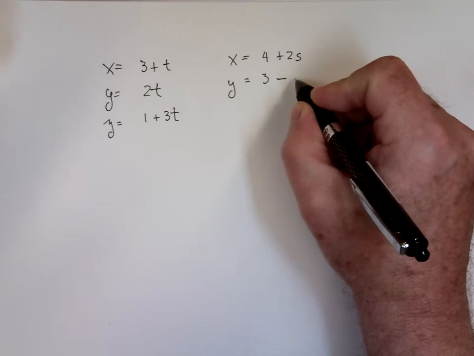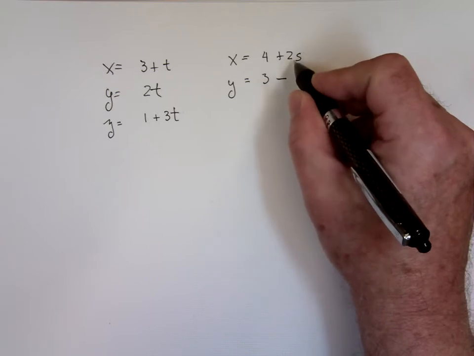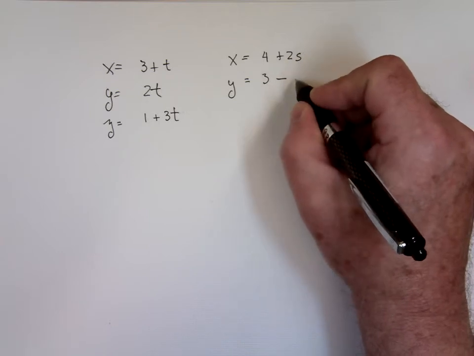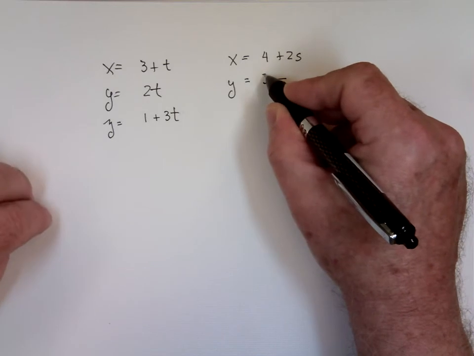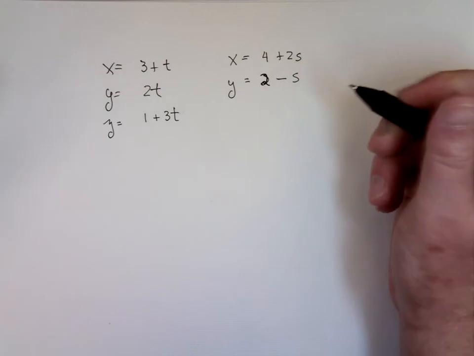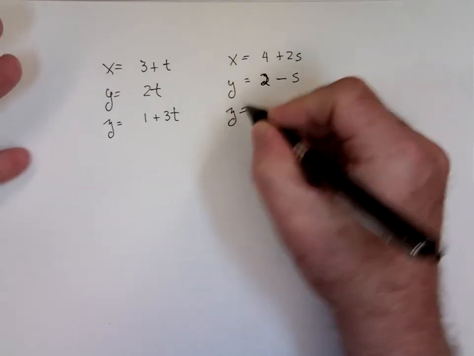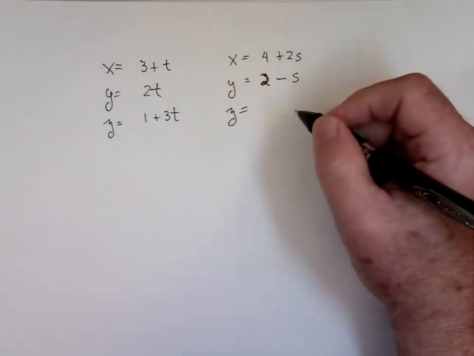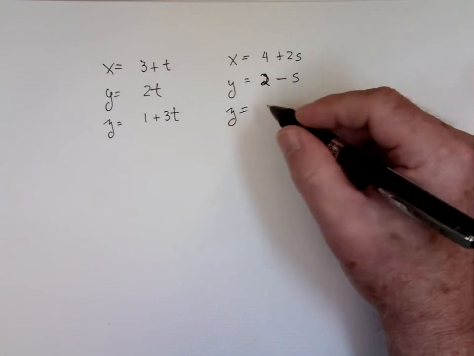Okay, hold on a second. T is 1, I get 4. S is 0. No, I can't. It's got to be 2 minus s. I'm sorry, I got to make these intersect. All right. Let's see. I got 4. Okay.